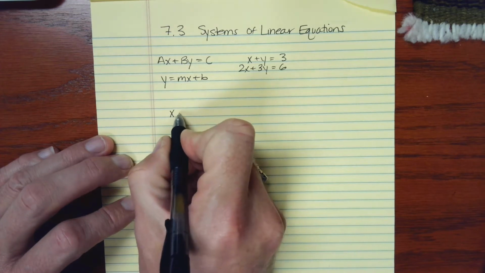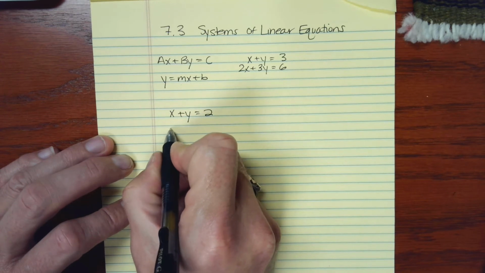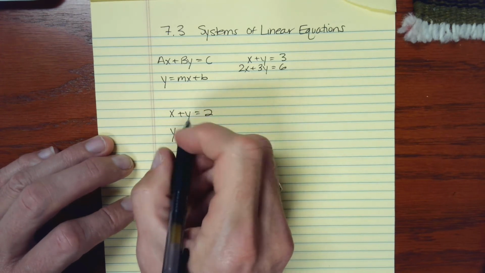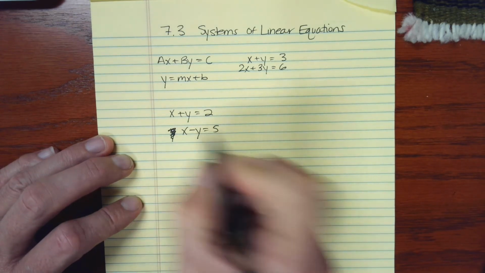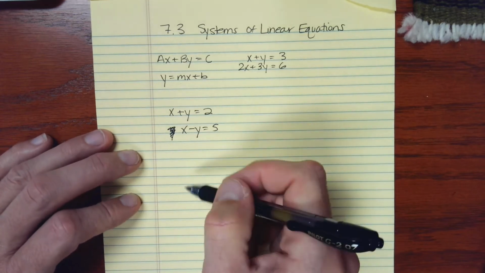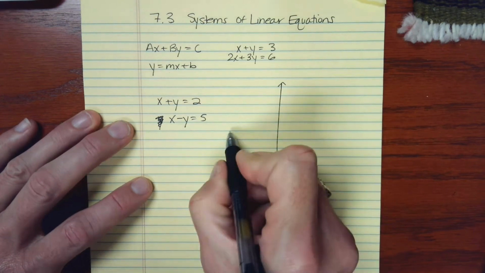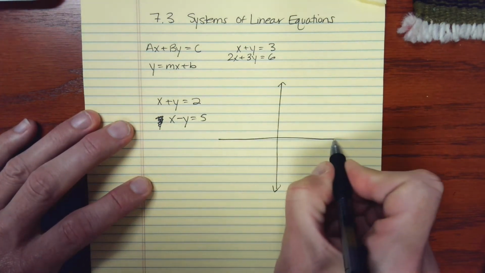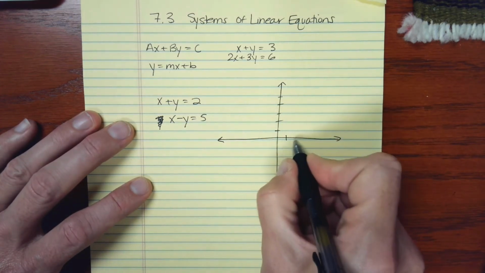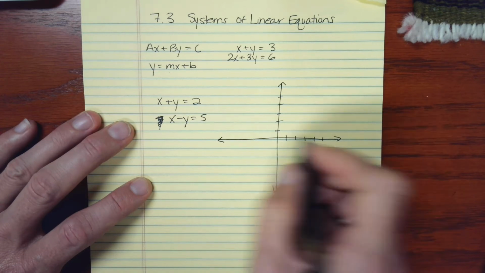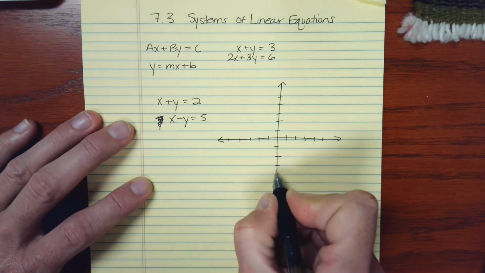We have the equation x plus y equals 2, and a second equation, I'm sorry, x minus y equals 5. One way to look for solutions for a system is to graph the equations together on one set of axes. And so I'm going to do that. And we're going to look to see if the graphs intersect, and if so, where.